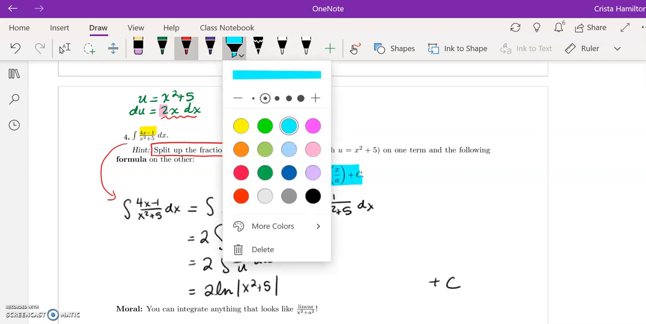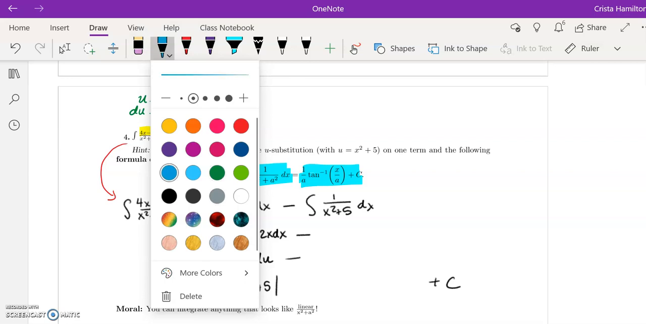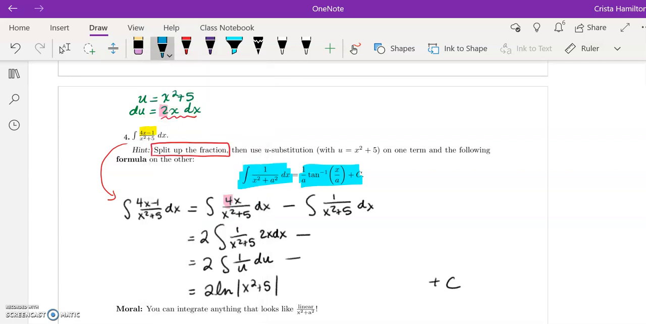So when I'm doing this problem, let's identify what my x and my a are. Well, we know what x is, but what is a? Since we have a 5 in this location, and that's a squared, a squared is equal to 5, so a is going to be square root of 5. And you always use the positive value for a. So when we come down here, this simply becomes 1 over square root of 5, the 1 over a, inverse tangent of x over square root of 5 plus your c.